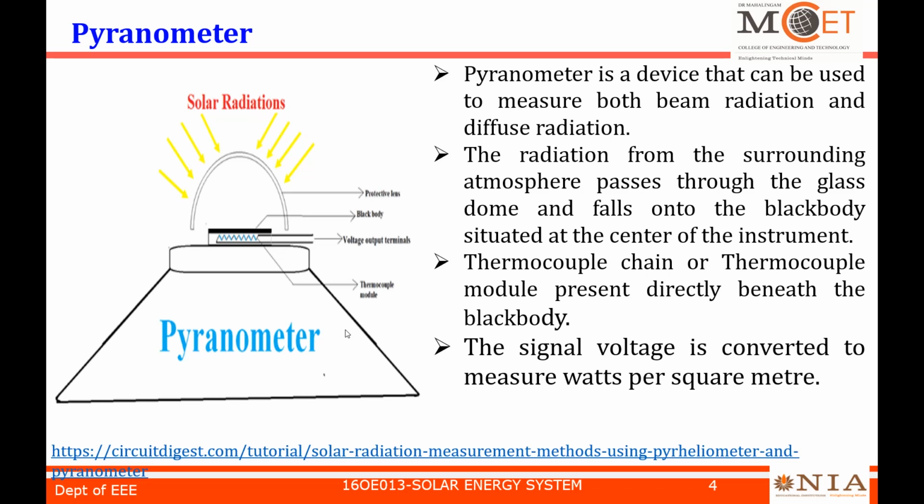These two instruments measure the radiation instantly, immediately. So what is the present value? By using these two instruments, the instantaneous value can be measured.